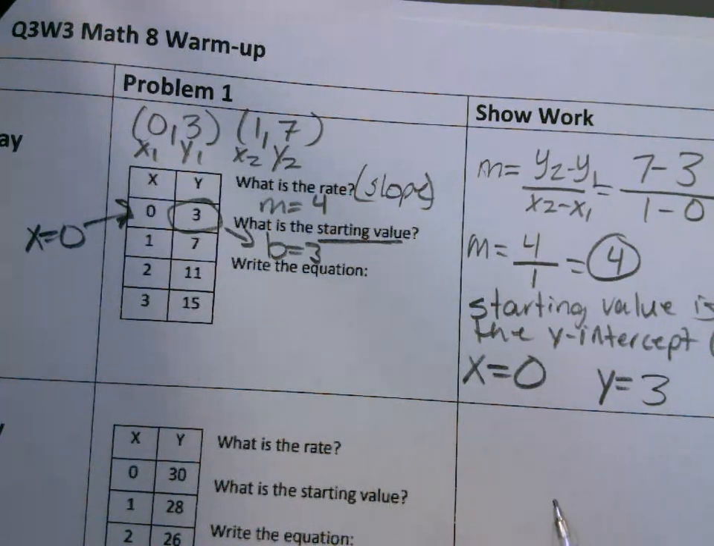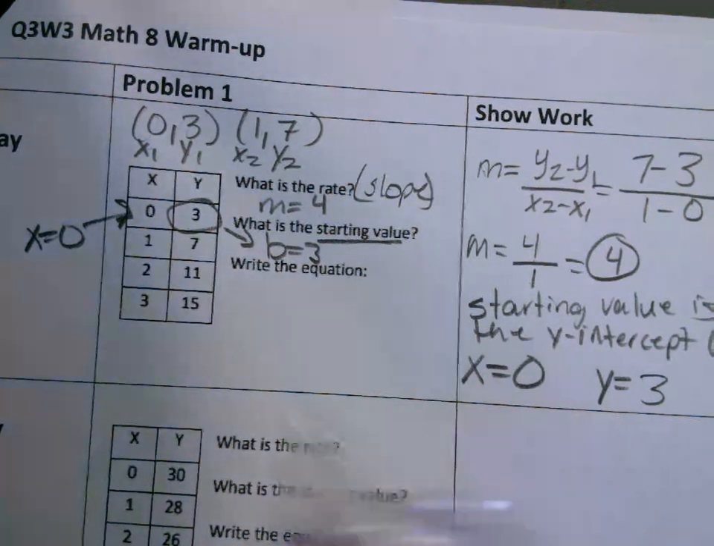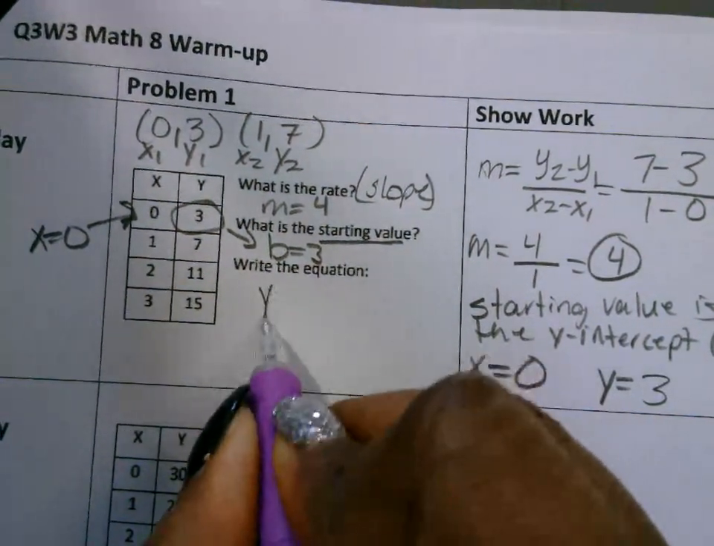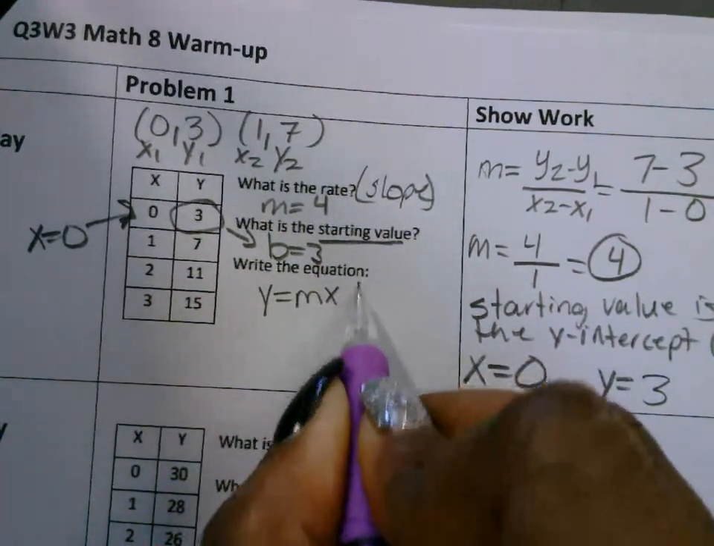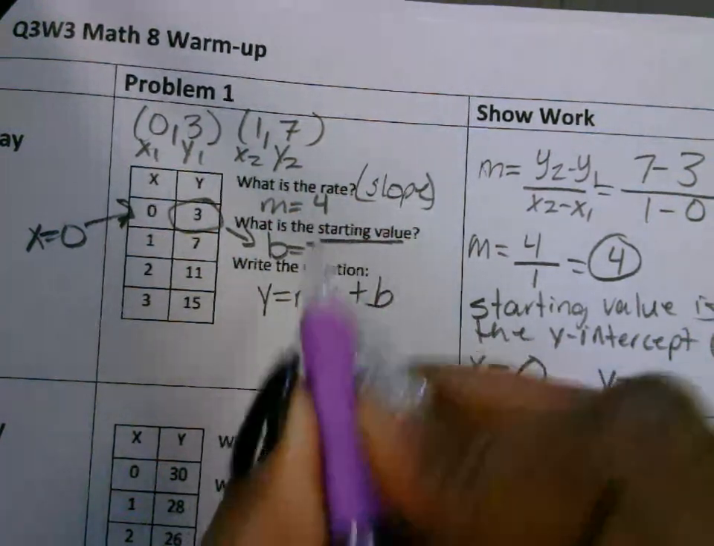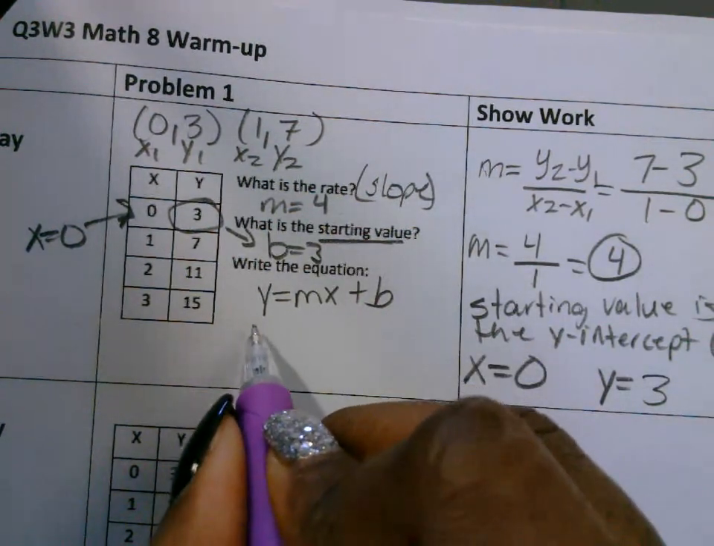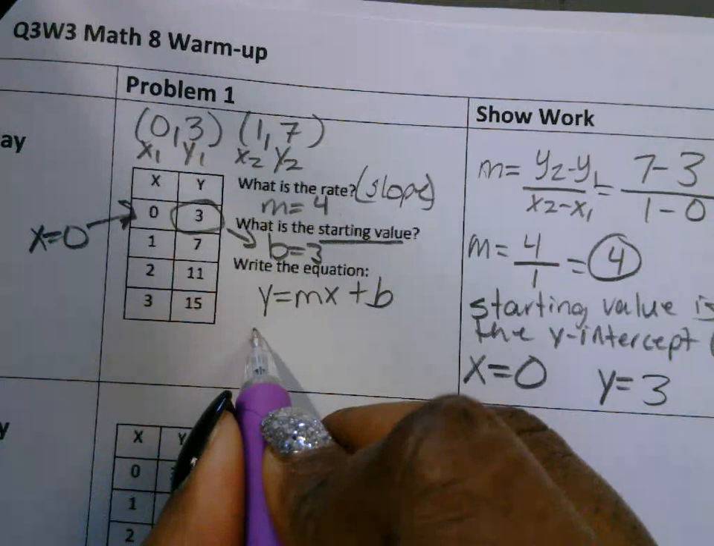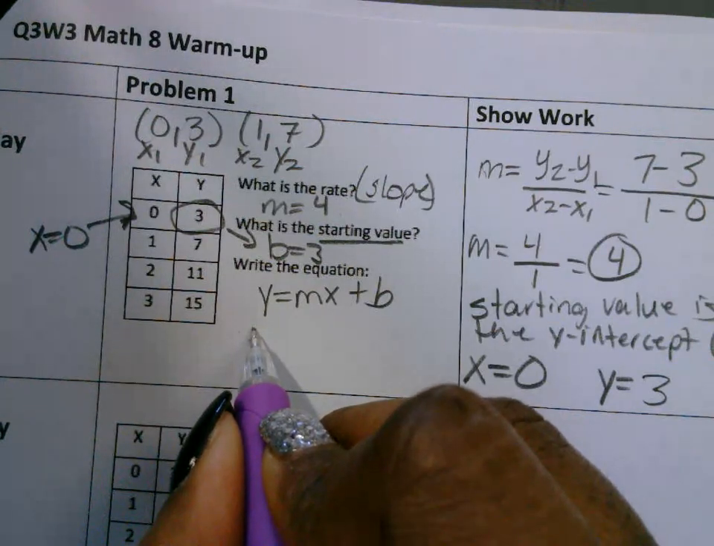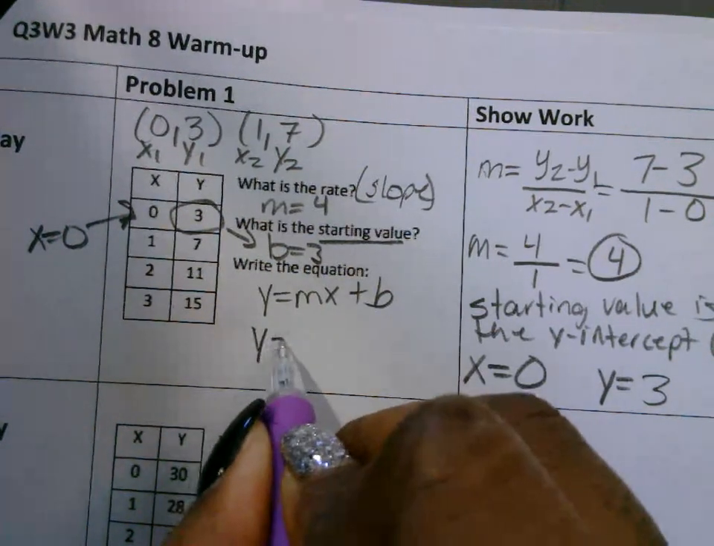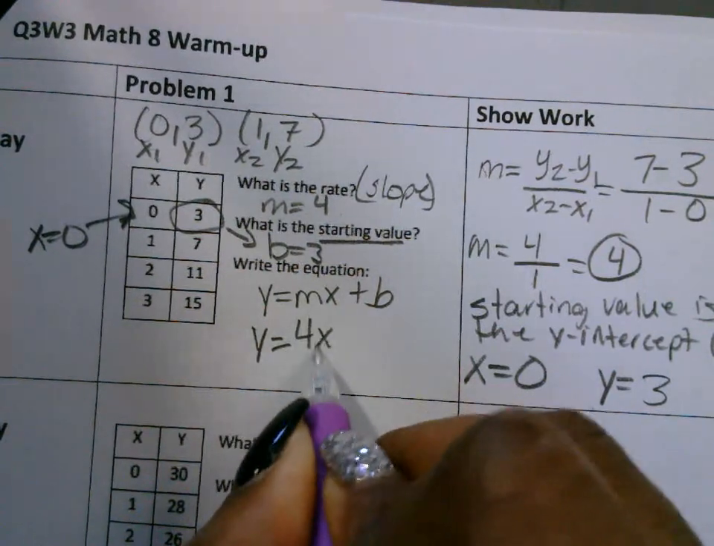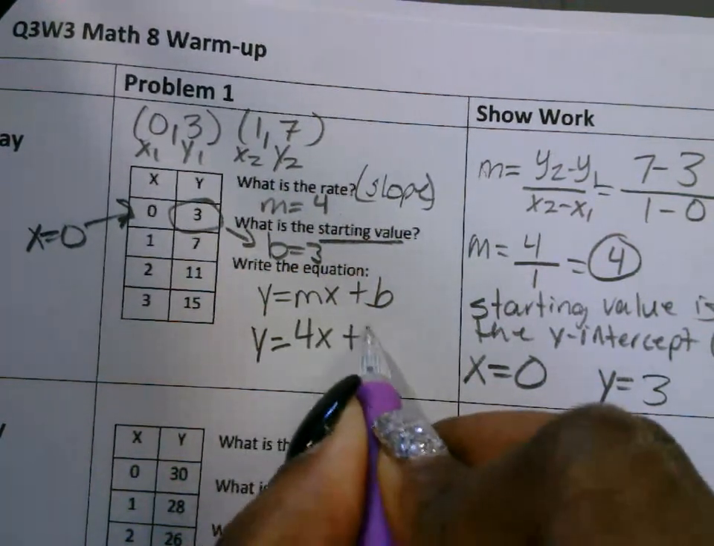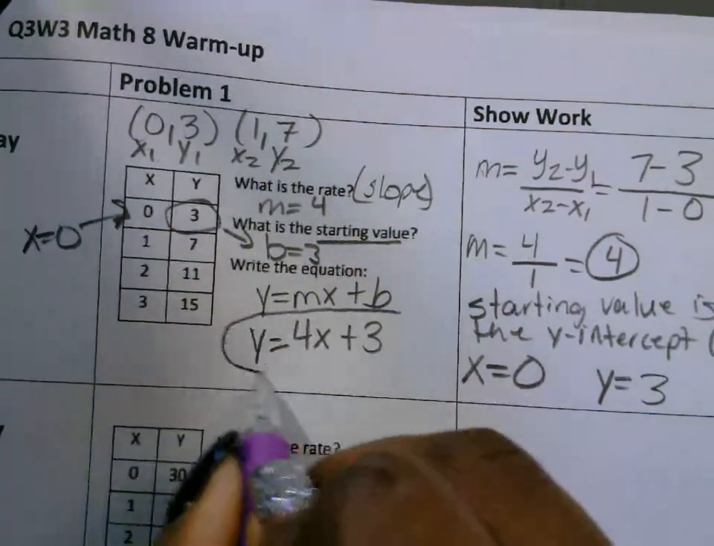All right, so now, how do I write an equation in slope-intercept form, which is y equals mx plus b? If I have an m and a b, what do I write for the equation? Y equals 4x and then plus 3. Good job. This is your equation.